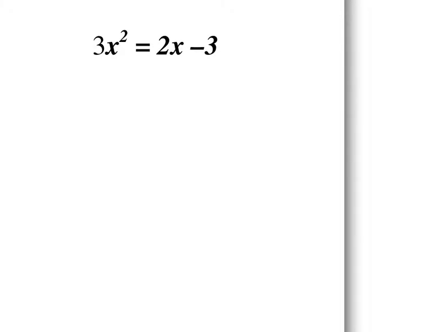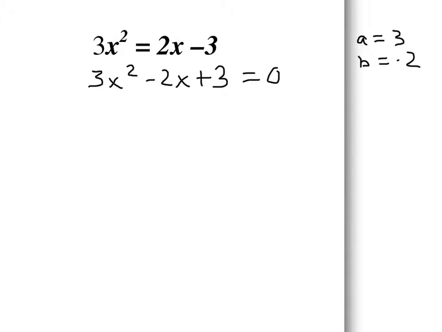This one is not really written to use the principle of square roots in step 1. It's not in standard form. We better put it in standard form. We need it equal to 0, so let's subtract 2x from both sides, and add 3 to both sides. That gives us our equal 0. We can try to factor it, but I don't think we're going to have any luck factoring this one. Let's try the quadratic formula. We identify a is 3, b is -2, and c is 3.